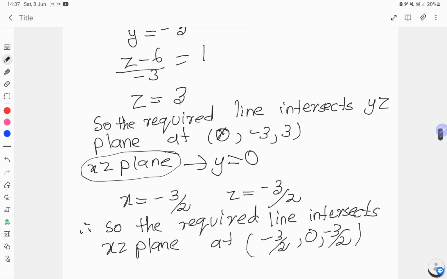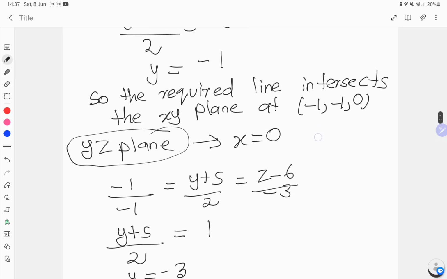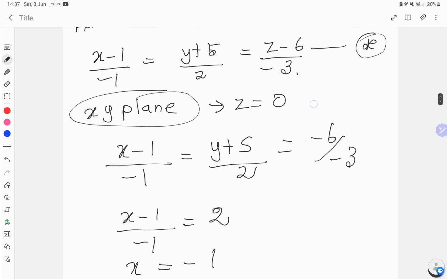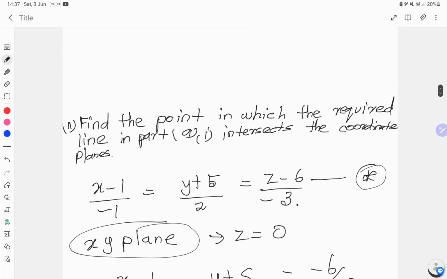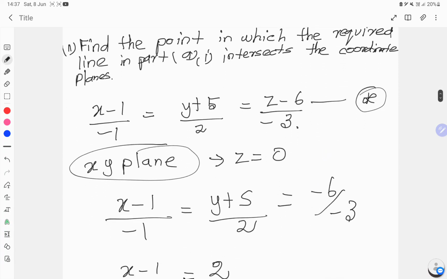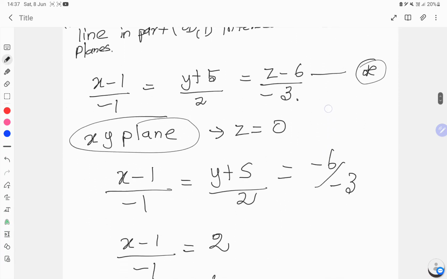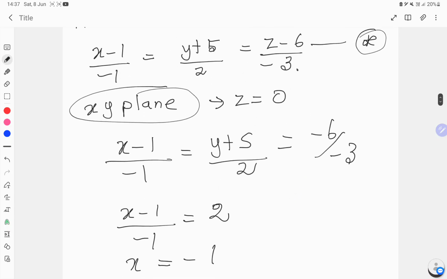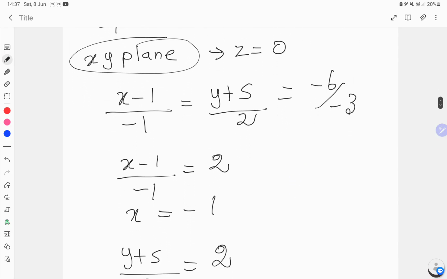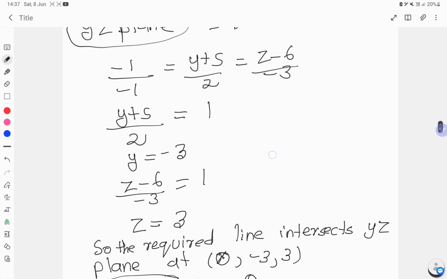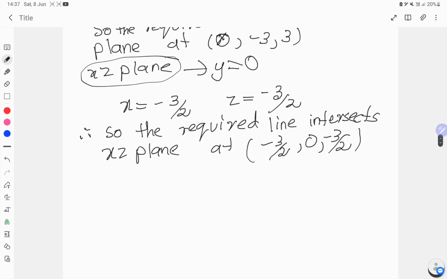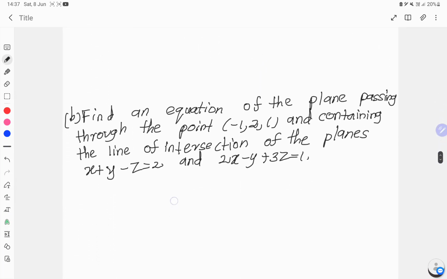Here if they ask for the intersect points, first we need to find the symmetric equation, then we need to find the three planes, xy plane, xz plane, yz plane. Then we substitute z equals 0, x equals 0, y equals 0. Then we can find the intersect coordinates.